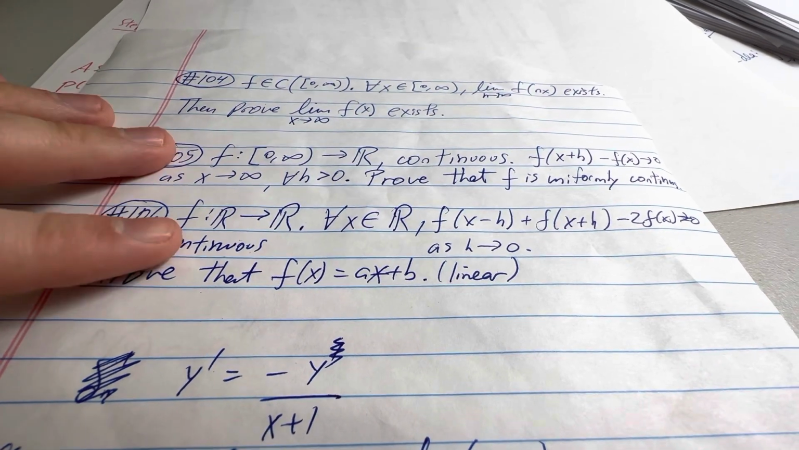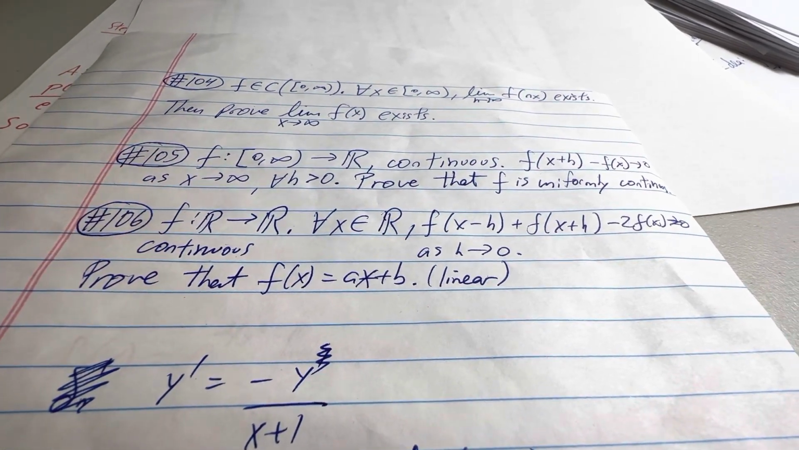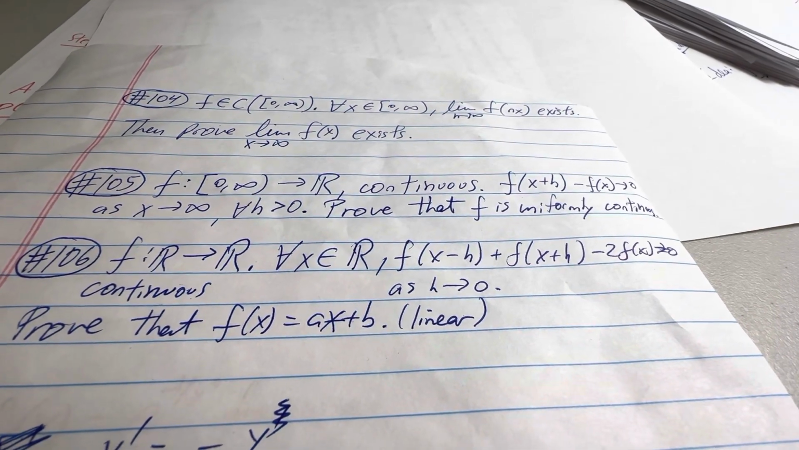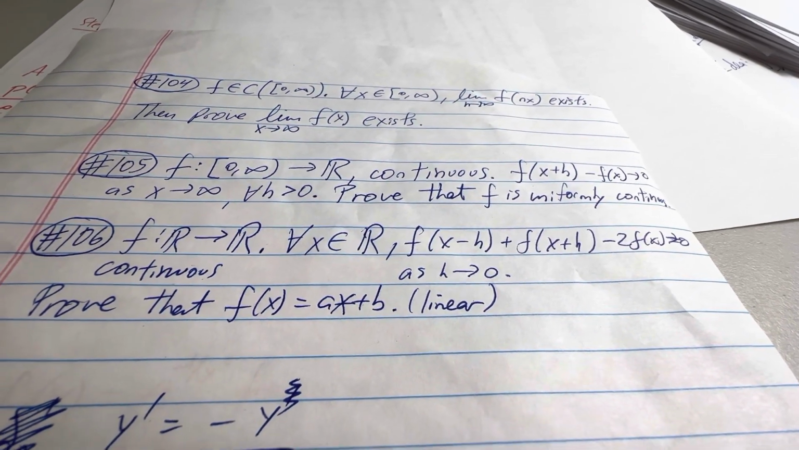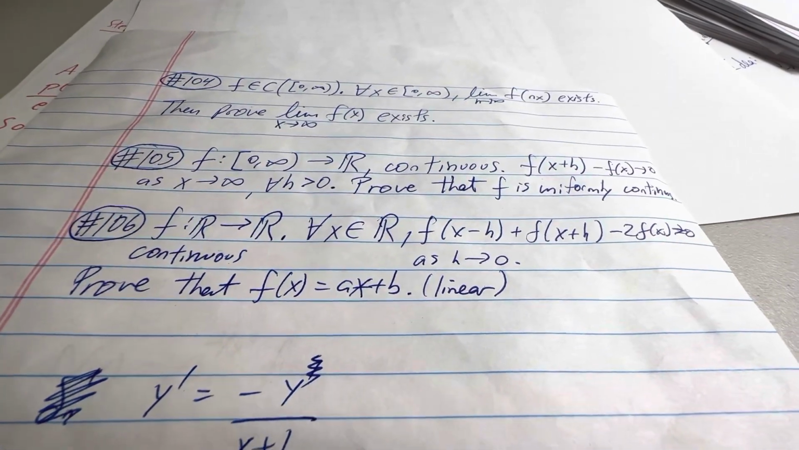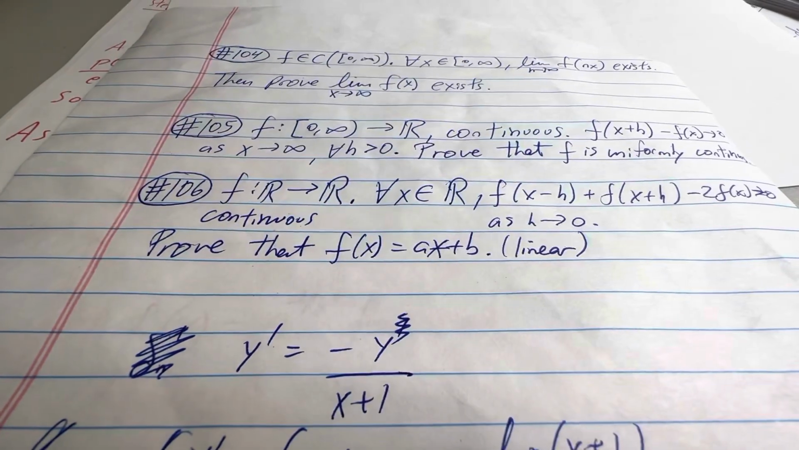106. f maps from reals to reals. For any x in the reals, f(x-h) plus f(x+h) minus 2f(x) tends to 0 as h tends to 0. Prove that f(x) is a linear function. Yeah, this is another one. Okay, f is also continuous.